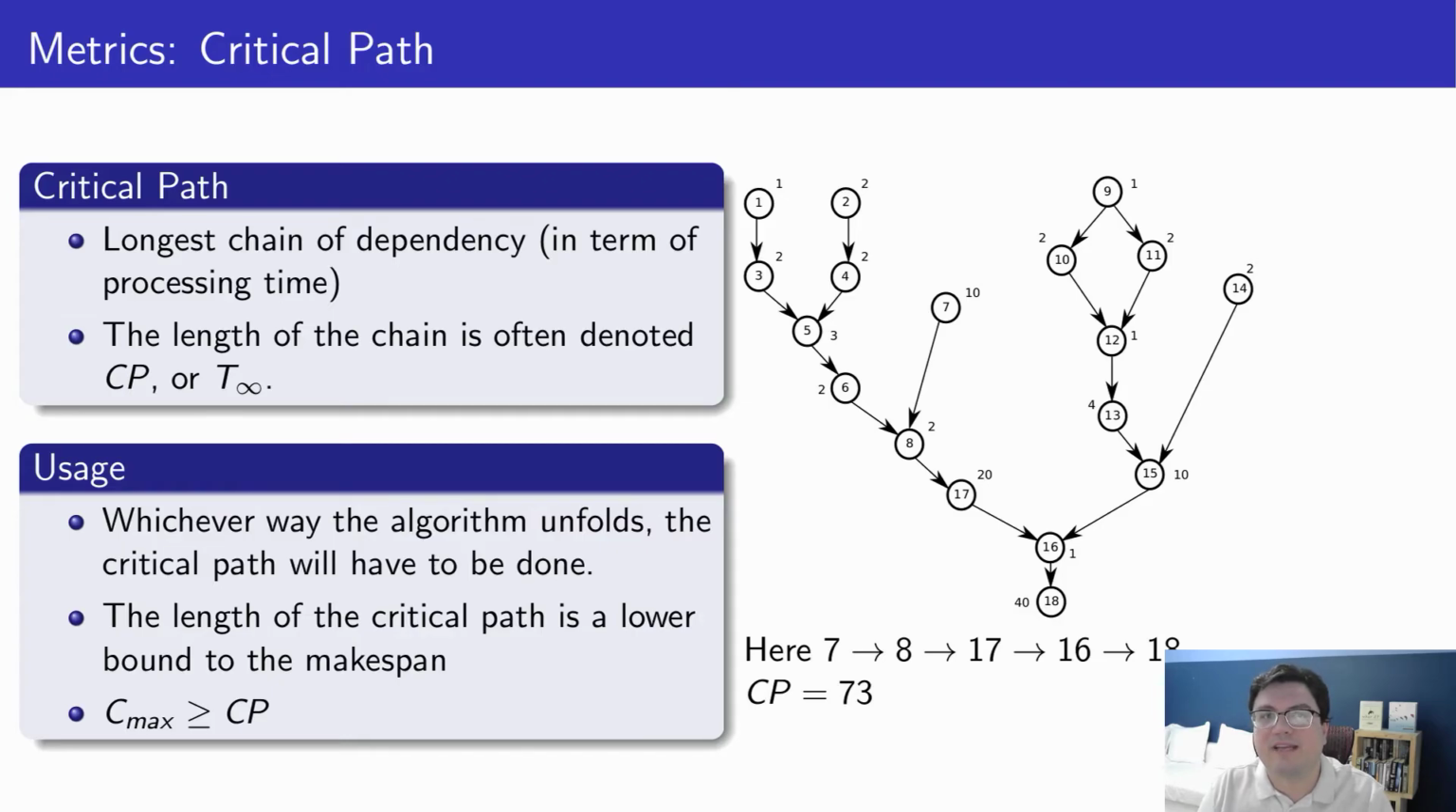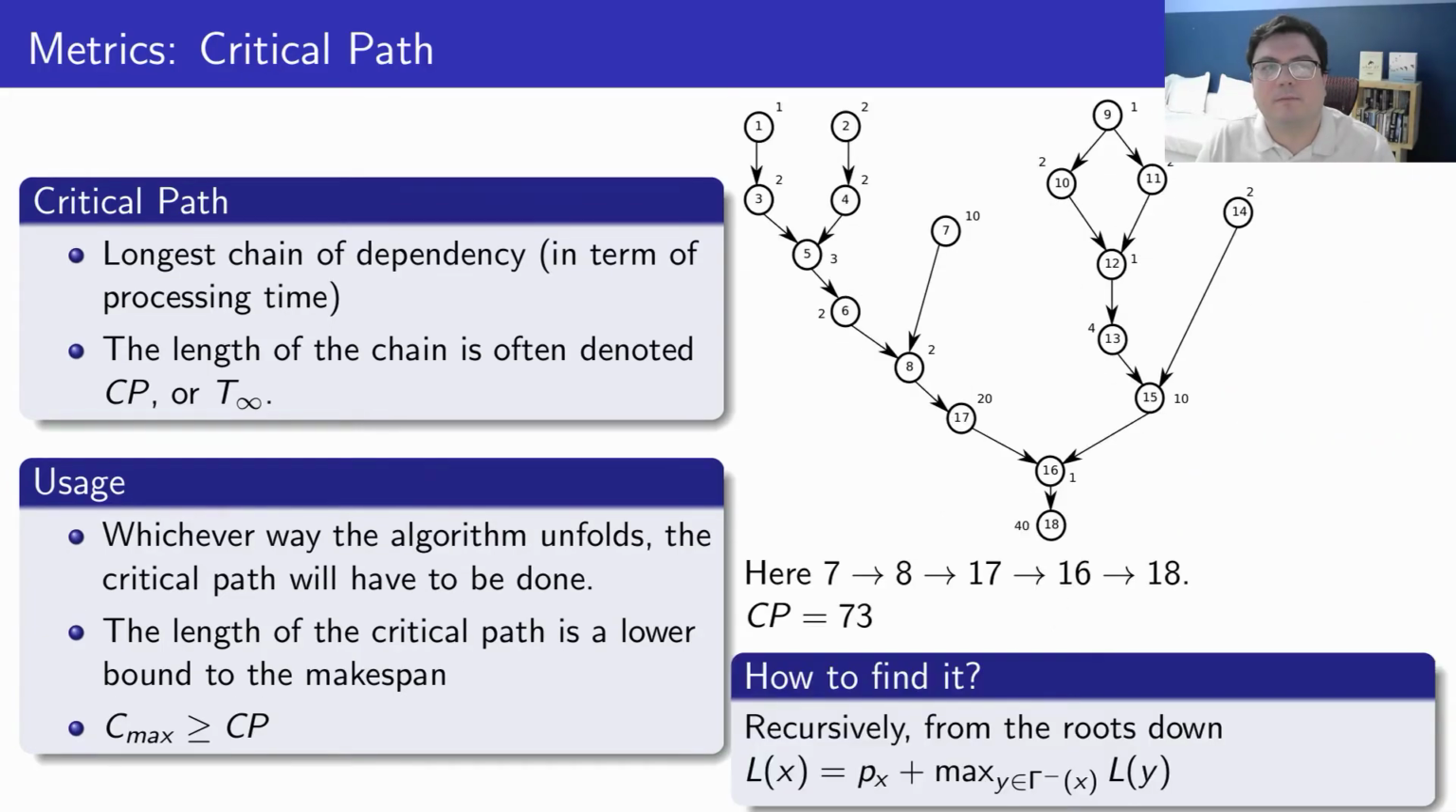This is why the critical path is an important metric of a parallel application. It is a natural lower bound on the makespan of the application. Even with an infinite number of processors, the critical path still needs to be executed sequentially.